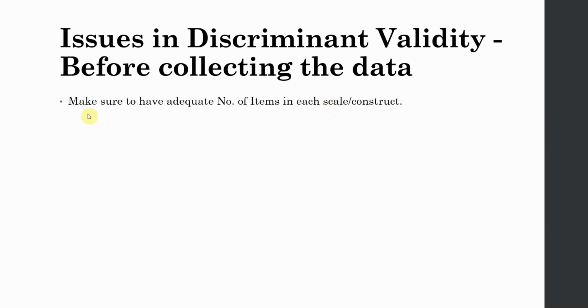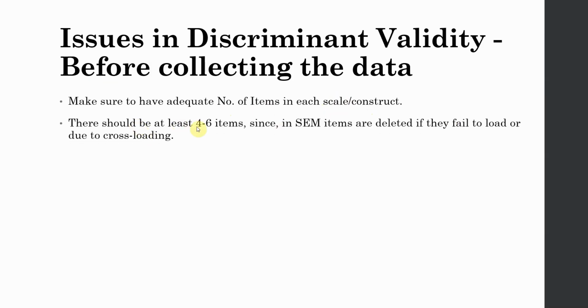The first one is to make sure you have an adequate number of items in each scale or construct. There should be at least 4 to 6 items, since in SEM items are deleted if they fail to load or due to cross loadings. Now you should have adequate space for yourself if you've got low loadings or if items are cross loading. Normally it is preferred to have at least 4 to 6 items.